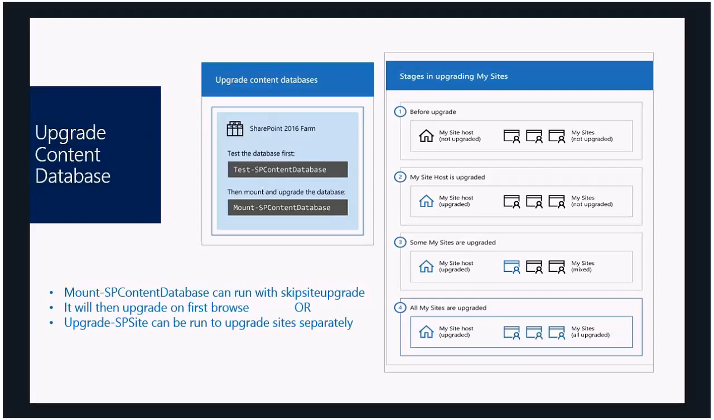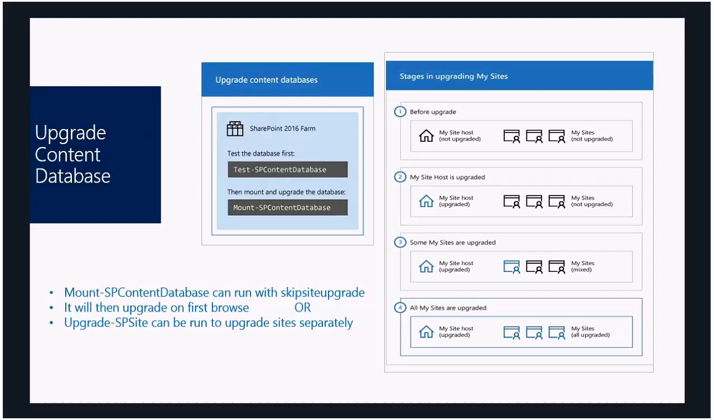So here, we just mentioned we will use two PowerShell cmdlets. The one is Test-SPContentDatabase, and the second is Mount-SPContentDatabase. Test-SPContentDatabase is used to identify what exactly the issues are on that database before you mount that database into the SharePoint farm. So you identify any issues, and then if there are no issues, you can run Mount-SPContentDatabase here.